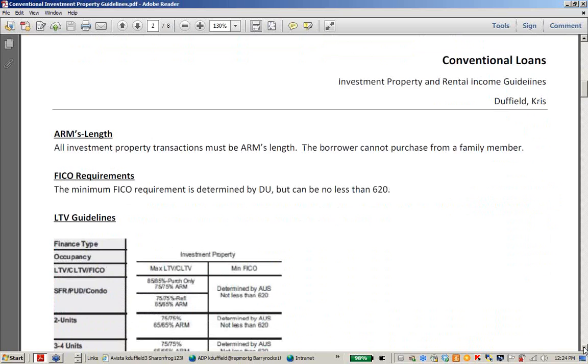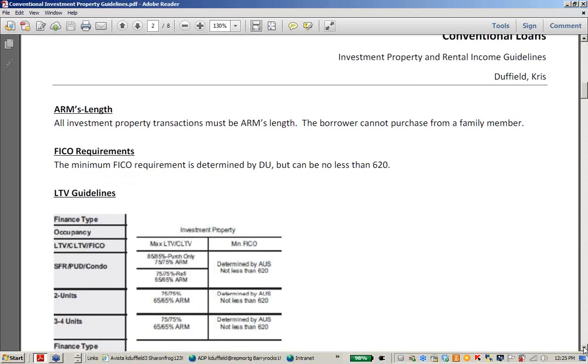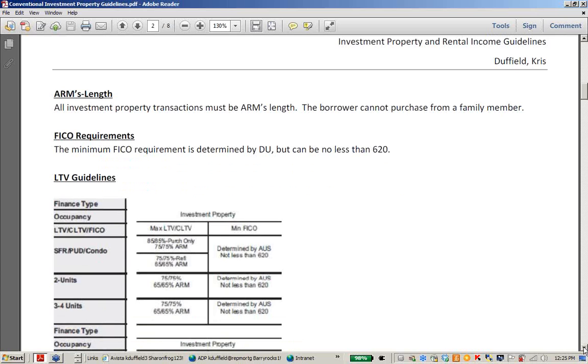So investment properties need to be arm's length. They cannot purchase from a family member. They have to all be arm's length transactions. Your FICO requirement is determined by DU, but it can go no less than 620. So we don't have minimum FICO requirements for investment properties.